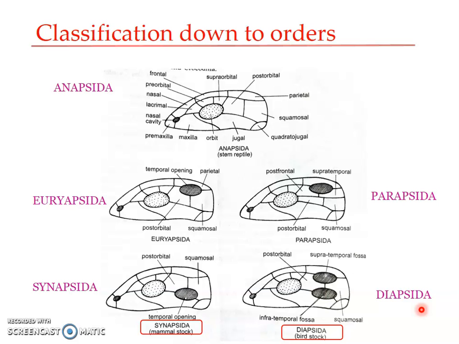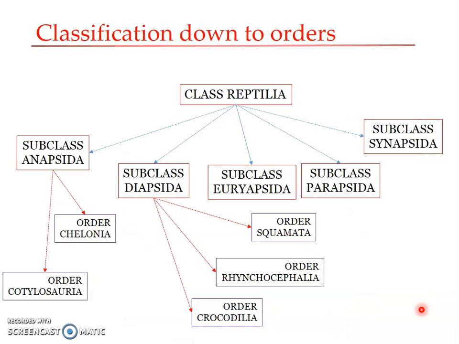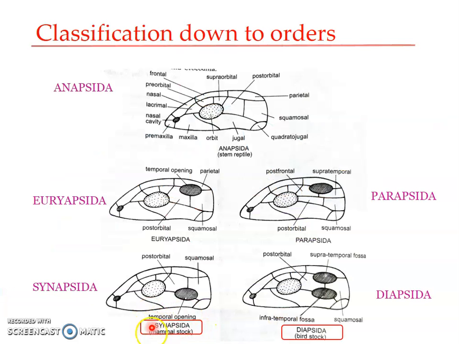Now here you can see the Diapsida includes many infraclasses, superorders and orders. The three major groups of orders which include the living representatives are order Squamata, order Rhynchocephalia, and order Crocodilia. Another thing you can see over here is that synapsids are considered to be the mammalian stock and diapsids the bird stock. That is, it is from the synapsids that mammals have evolved, while it is from the diapsids that birds have evolved.